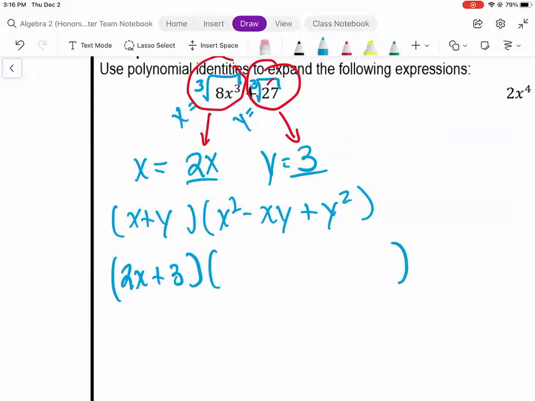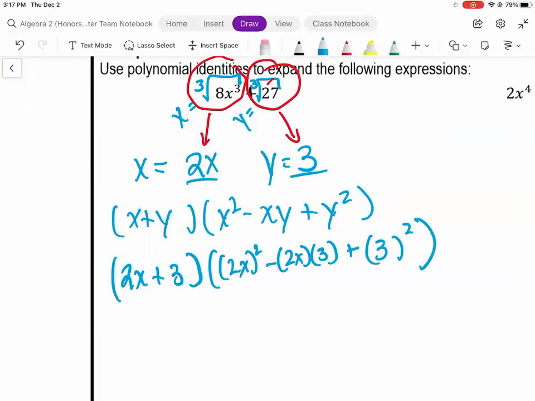And then I got x squared, which is 2x squared, minus x times y, which is going to be 2x times y, which is a 3, plus y squared, which is, what is my y? My y is 3. So notice that I first put them into parentheses just to make sure that we are actually simplifying this correctly. All right. So we got 2x plus 3, nothing to simplify there.